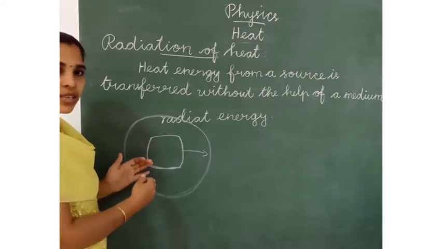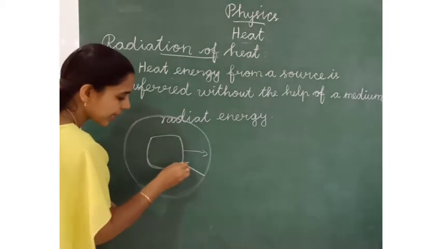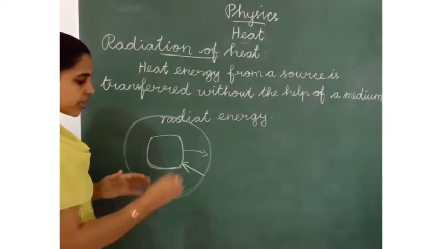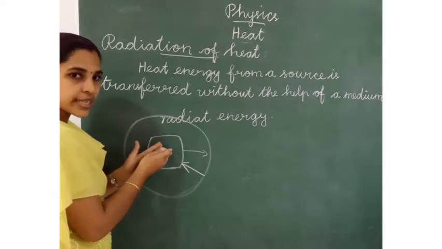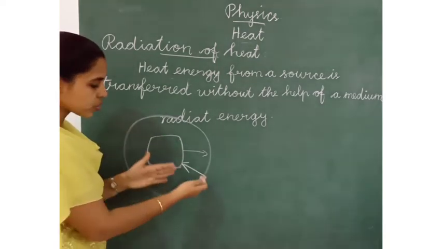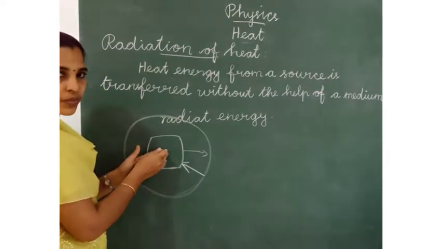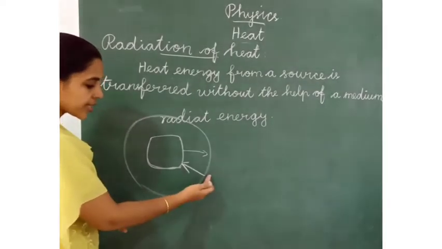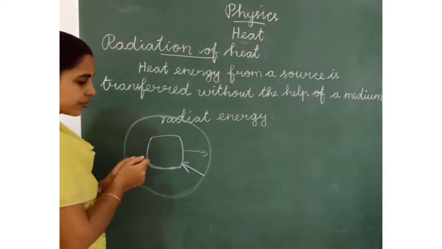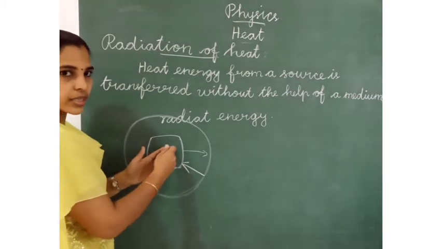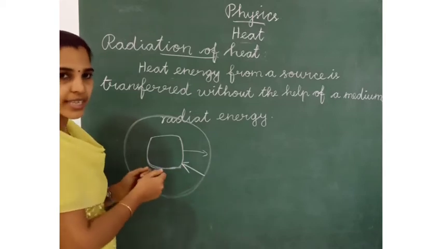If the surroundings have a higher temperature, the object will absorb the heat energy. Do you understand? If the surroundings have a higher temperature and the object has a lower temperature, the energy is transferred from the surroundings to the object. So the surroundings are emitting the heat energy and the object is absorbing it. In the first process, the object is emitting the energy and the surroundings are absorbing the heat energy.